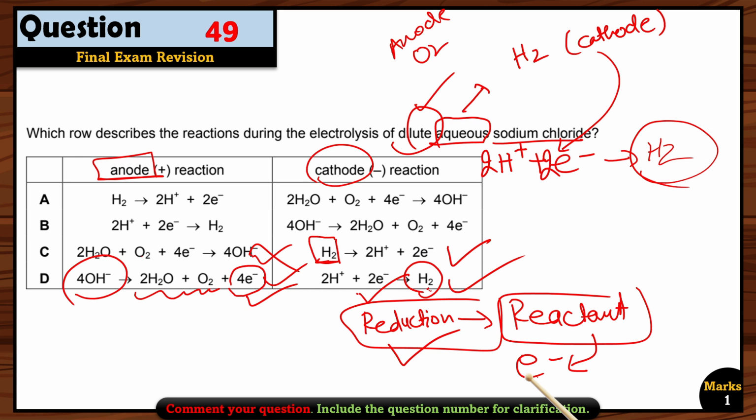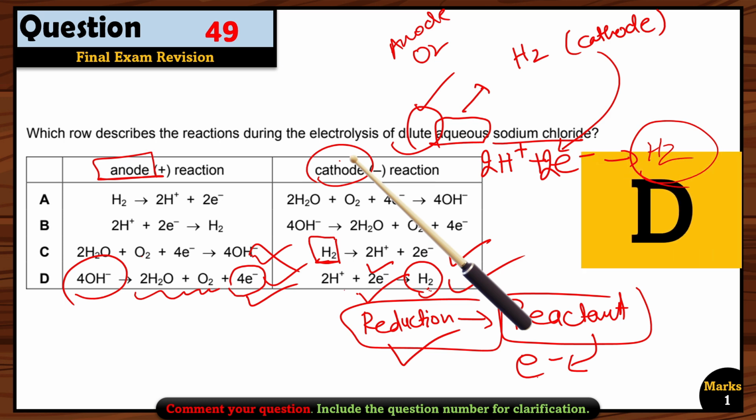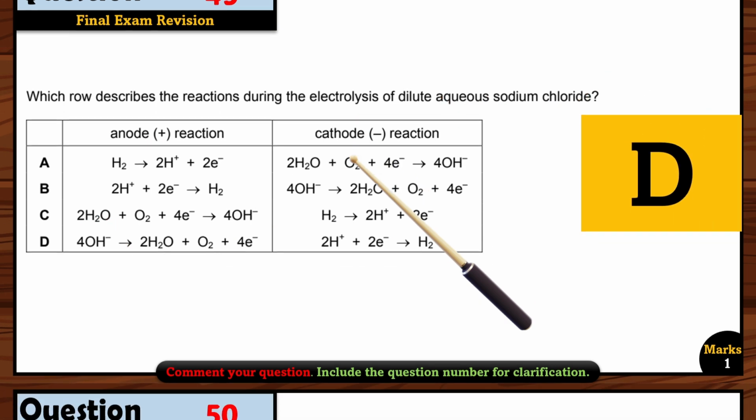I hope this is clear to you. You see, in the reactants we have electrons because it is reduction. At the cathode, the reduction is taking place. So that's why option D is the only right option.